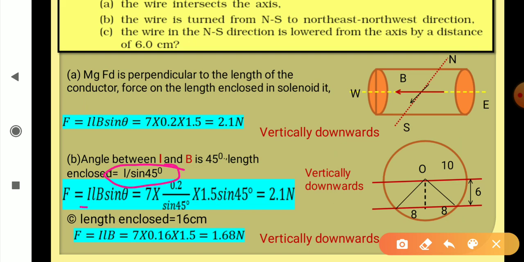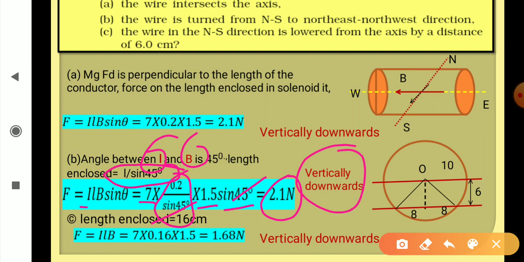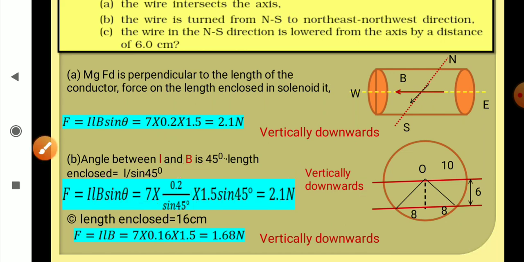Now I is 7, L is 20 centimeter divided by sine 45. It is 0.2 meter upon sine 45, and B 1.5 Tesla, and sine theta, sine 45. Now the angle between magnetic field and the length is 45 degree. So sine 45 cancelled. You are left with 2.1 Newton only, and this also will be directed downwards only using Fleming's left hand rule, using direction right hand screw rule also. And now comes the third part.